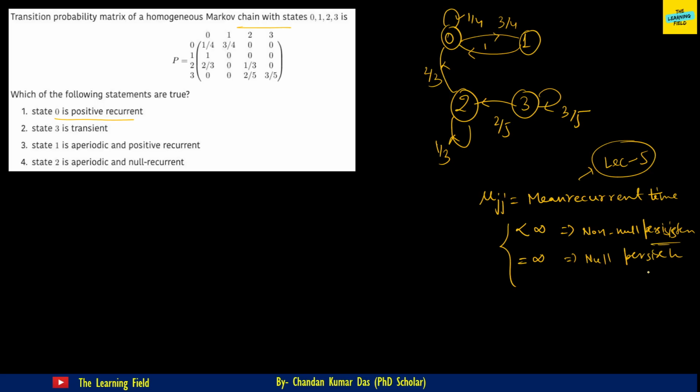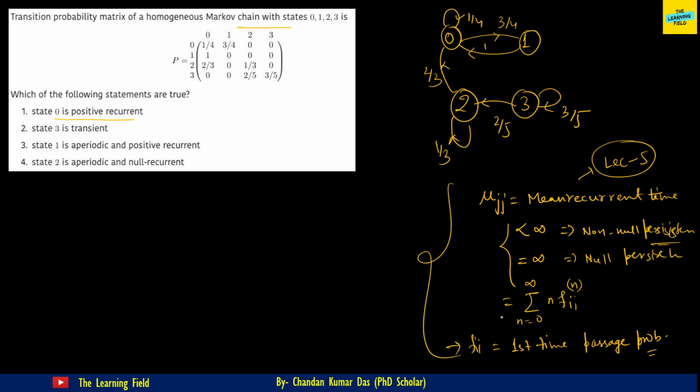And persistent means recurrent. Okay. Persistent means recurrent. And what is the formula to find this? This is equal to summation n equal to 0 to infinity of fii to the power n. And what is fii then? Fii is the first time passage probability. What is the first time passage probability? You see my lectures of Markov chain. I actually discuss these things and explain them in a very easy way so that you can understand. That's why around 35,000 people have watched my Markov chain playlist. Okay, 35,000 people. So it's not a very small number. It's a very huge number for me.